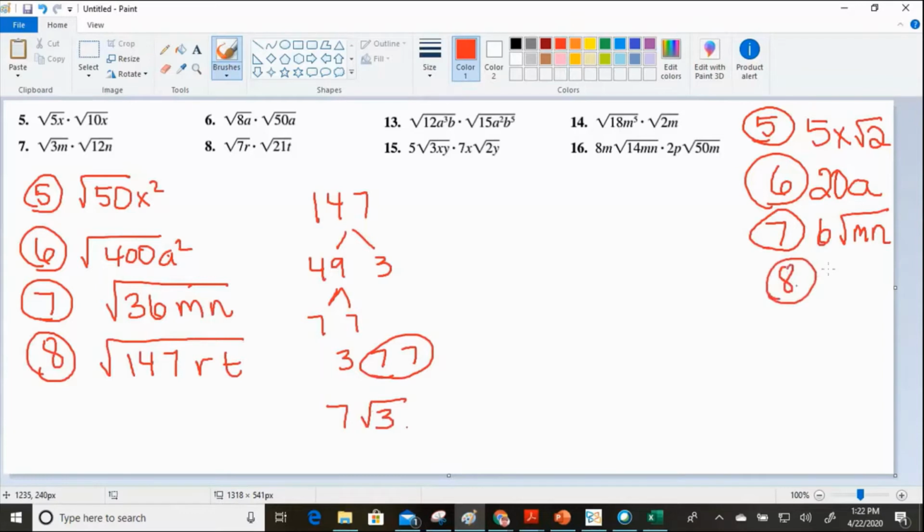I have a 7 on the outside, I have a 3 on the inside, and I have an R in the T that's to the first power. So that stays on the inside.